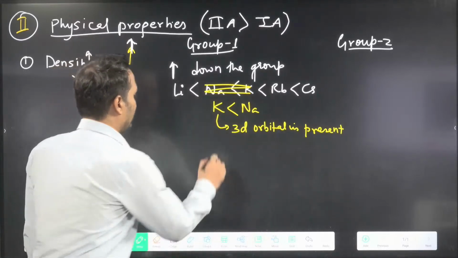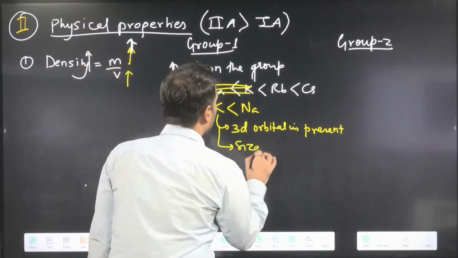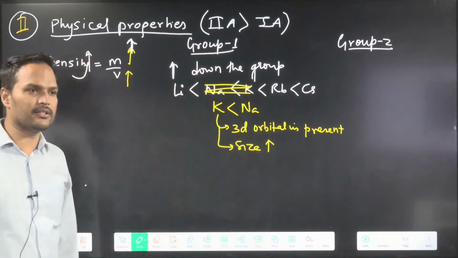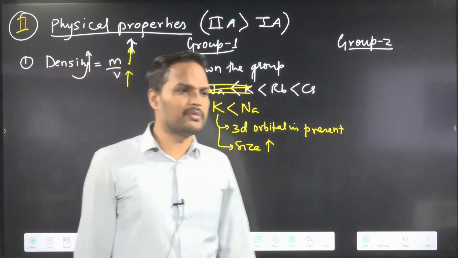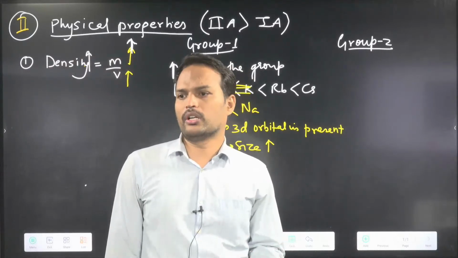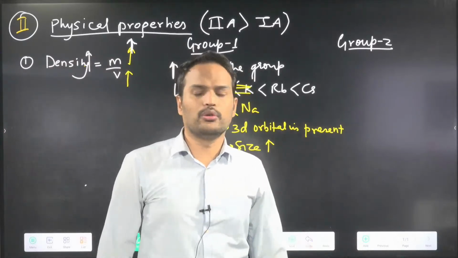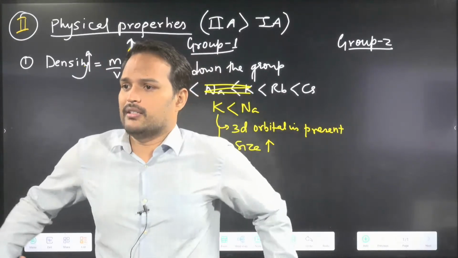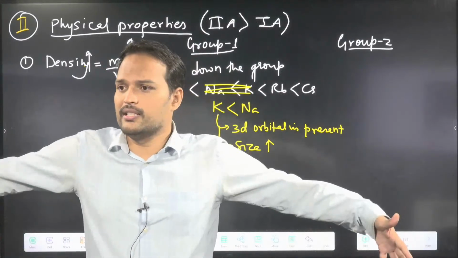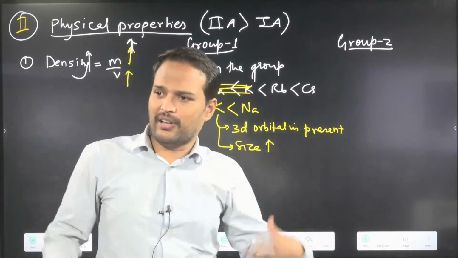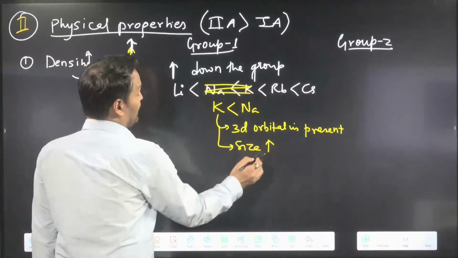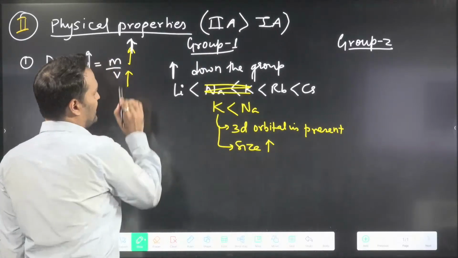Okay? So 3d is present, which means the size increases, so the density decreases. From the third period 3d is present, but we are not using it, so the size increased. You can say this 3d is nothing but fat. It is not useful, and our size increases. That is the fat part for potassium. So the size is increasing, and its density has decreased.